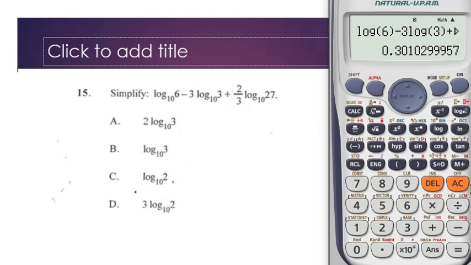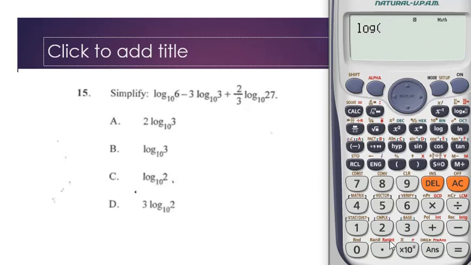Okay, so let's proceed. We have 2 log base 10 of 3. So we have 2 log to the base 10, and then 3. Let's see. We have 0.9, so that's not the right answer. We want 0.3. Let's proceed to B. B is log base 10 of 3. That's not the right answer. We had 0.48.